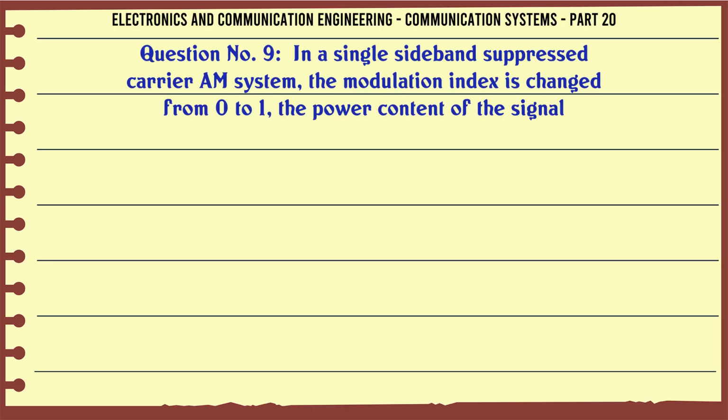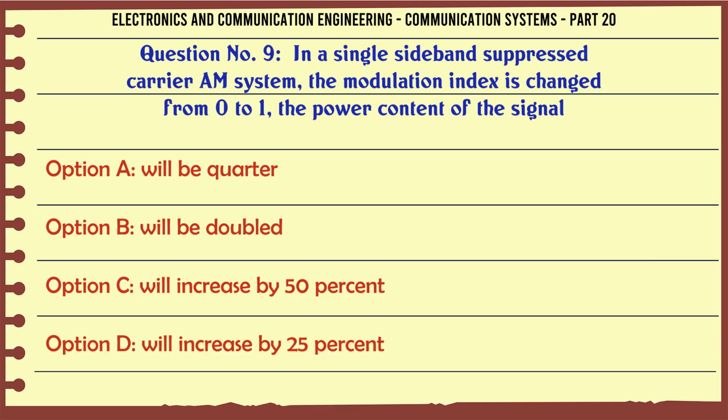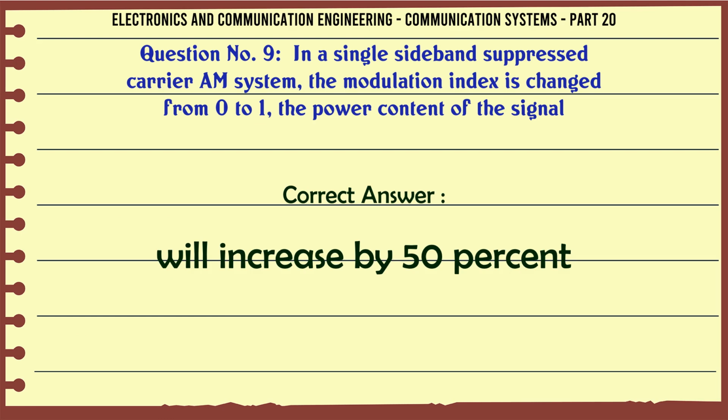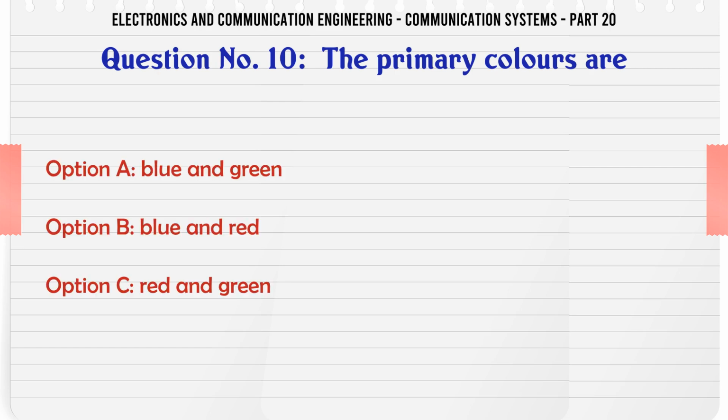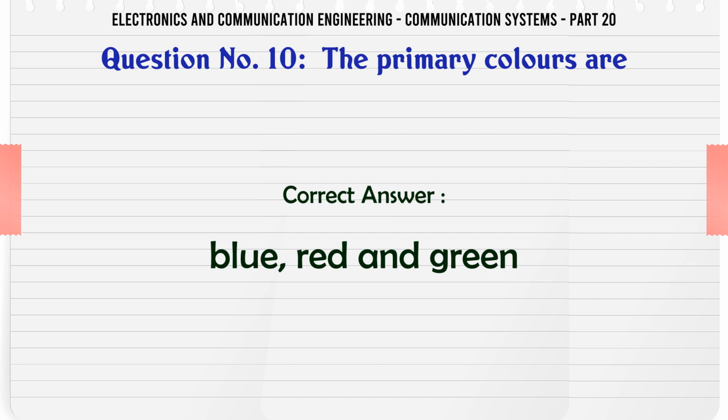In a single sideband suppressed carrier AM system, the modulation index is changed from 0 to 1. The power content of the signal: A, will be quarter; B, will be doubled; C, will increase by 50%; D, will increase by 25%. The correct answer is will increase by 50%. The primary colors are: A, blue and green; B, blue and red; C, red and green; D, blue, red and green. The correct answer is blue, red and green.